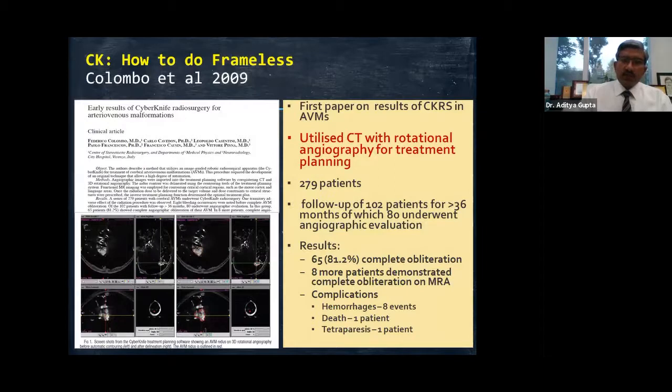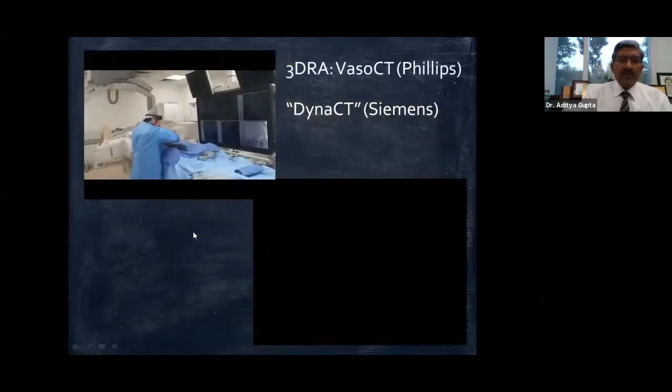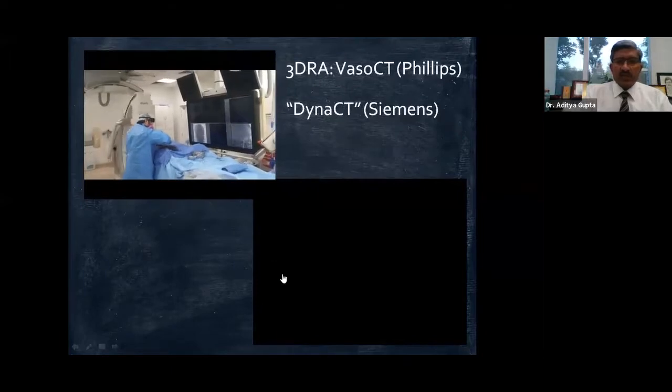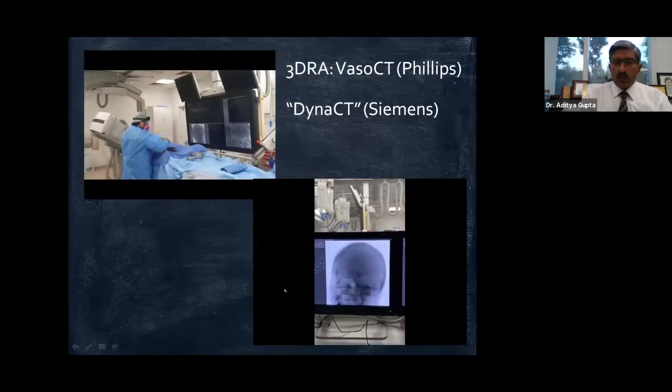So in this report, which was published in 2009, Professor Colombo laid out very elegantly the technical parameters and the method of doing a very high quality radiosurgery using a 3D rotational angiography. So at our center, what we do is something very similar. You see this 3D rotational angiography being done and the 3D image data set being acquired.